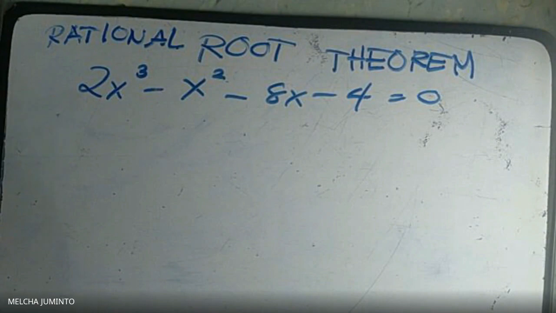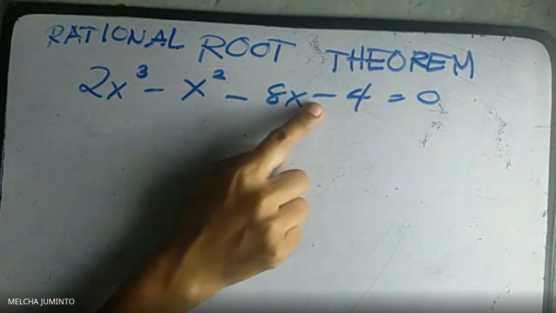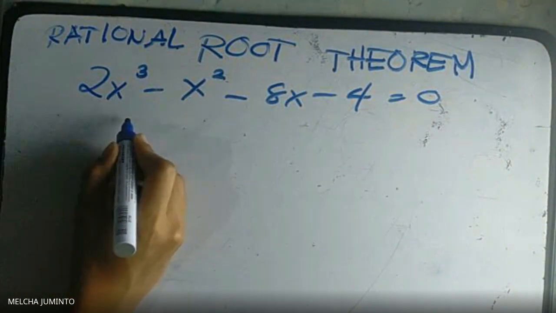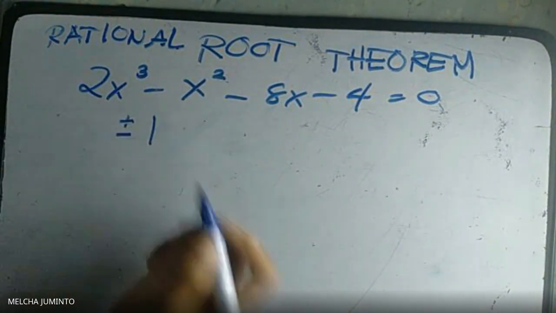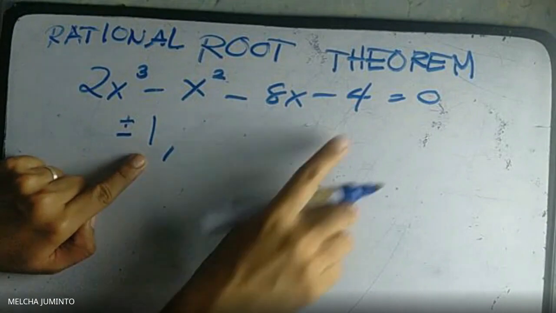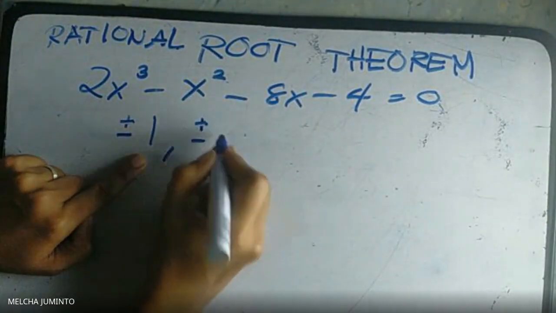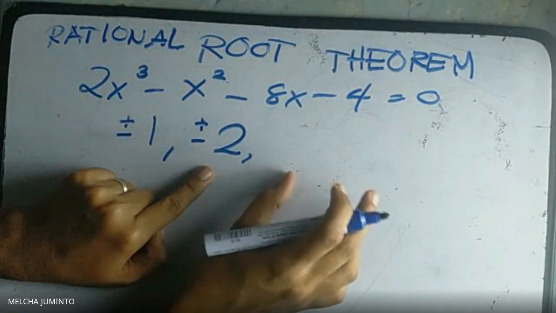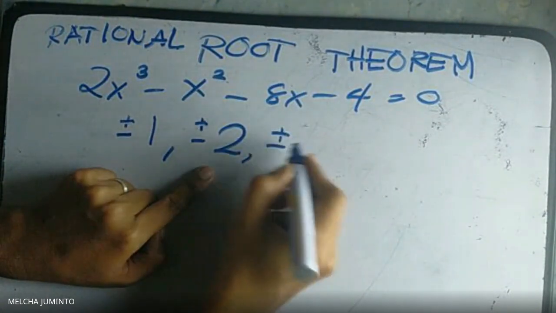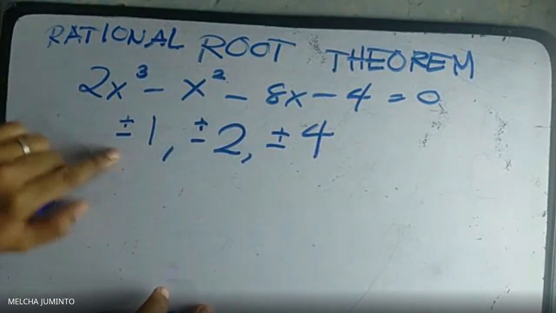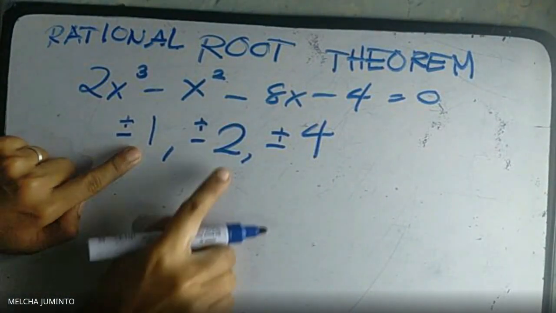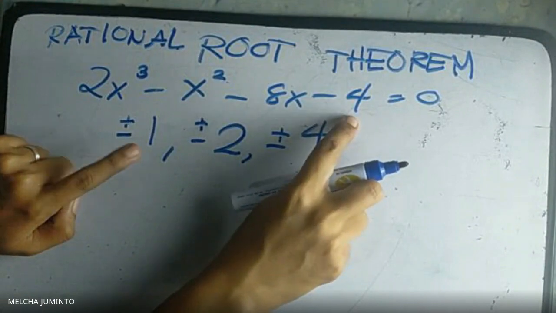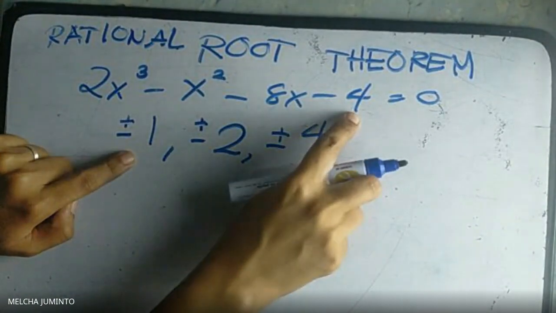So we need to find the factors of 4. This time we disregard the sign first. So first, positive and negative 1, because 1 is a factor of 4. Second, 2. 3 is not, because 3 is not a factor of 4. And then the last one is 4. Where did we get 1, 2, and 4? From the factors of 4.